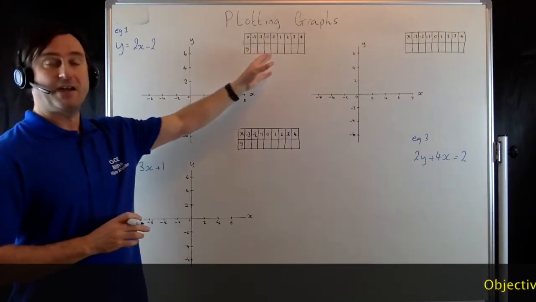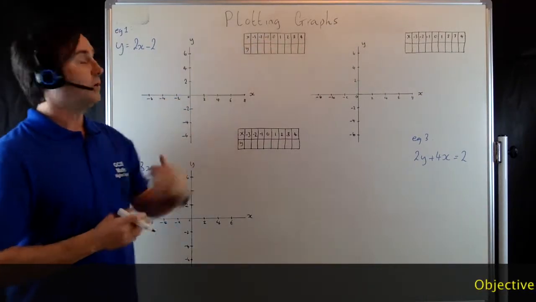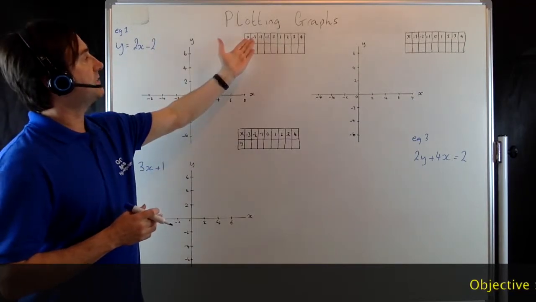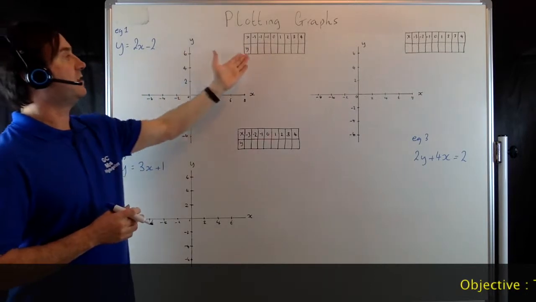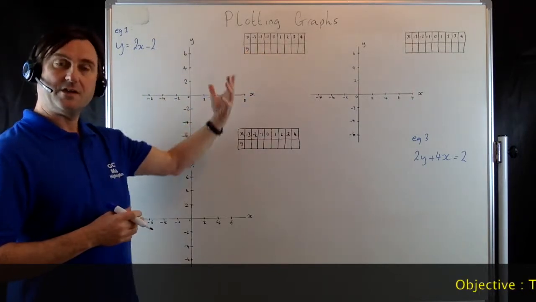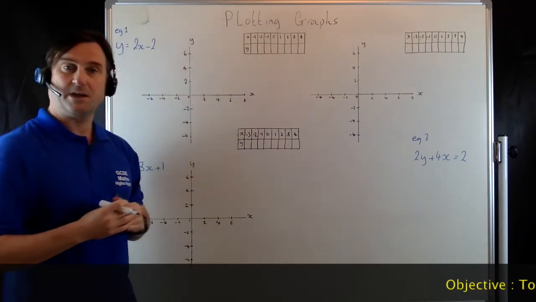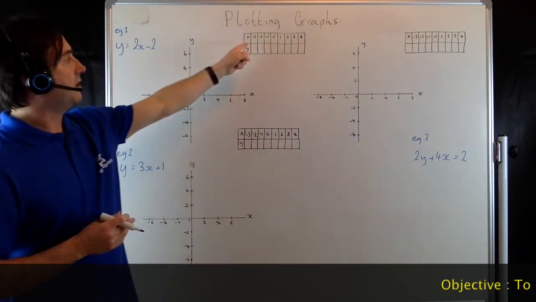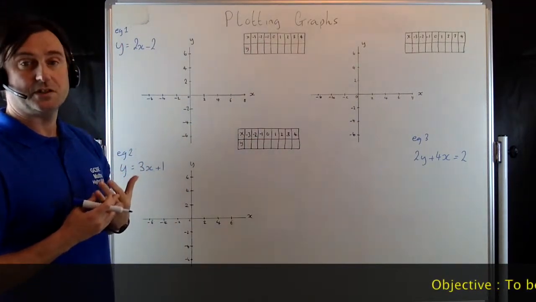I've set up a table of values here and I've put in all the x values. What I'm going to do is replace the x values into my equation to generate my y coordinates. Then when I've got the x and y coordinates, I can plot those and complete my graph. So I'm going to do it between -3 and 4. Quite a few coordinates there to use.